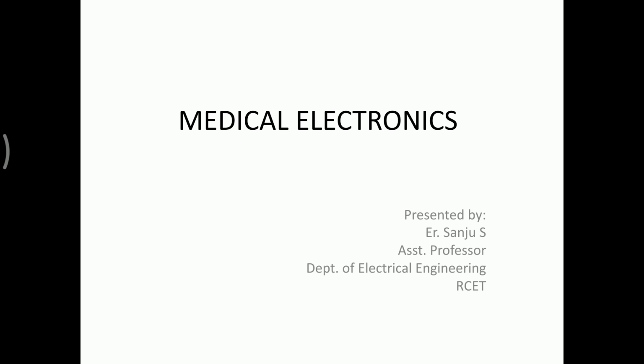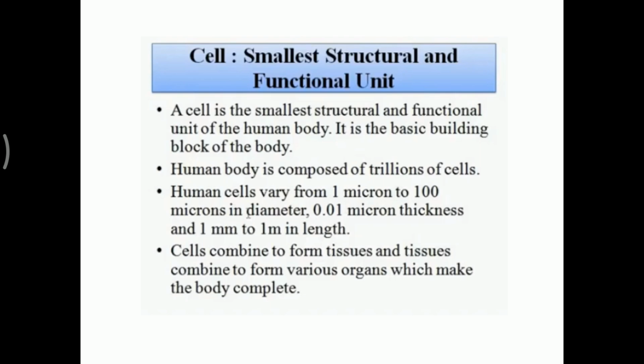So what is a cell? The cell is the smallest structural and functional unit in the body. Without cells, there is no human body. Cells form the tissues, tissues form the organs, and the organs complete the human body. Without cells, there won't be any tissue, and without tissue, there won't be any organs, and without organs, there won't be any human body. That's why we call the cell the basic functional unit of the human body.